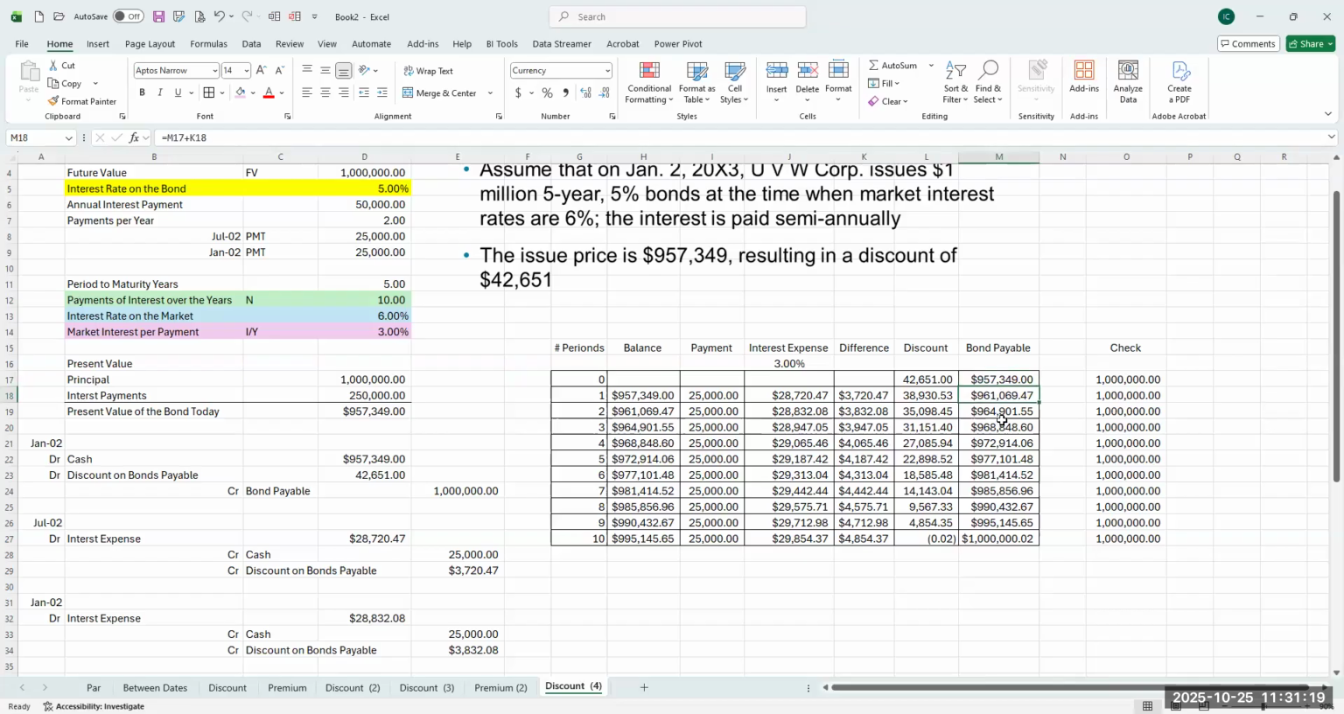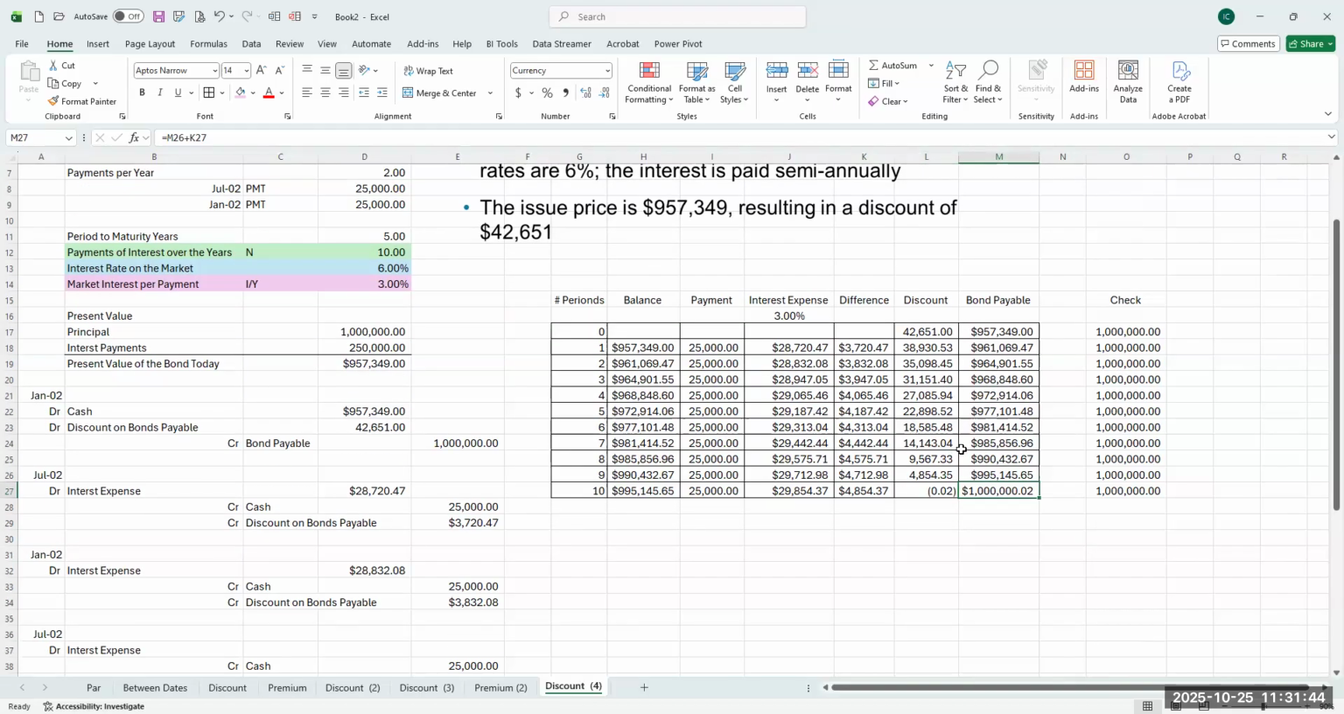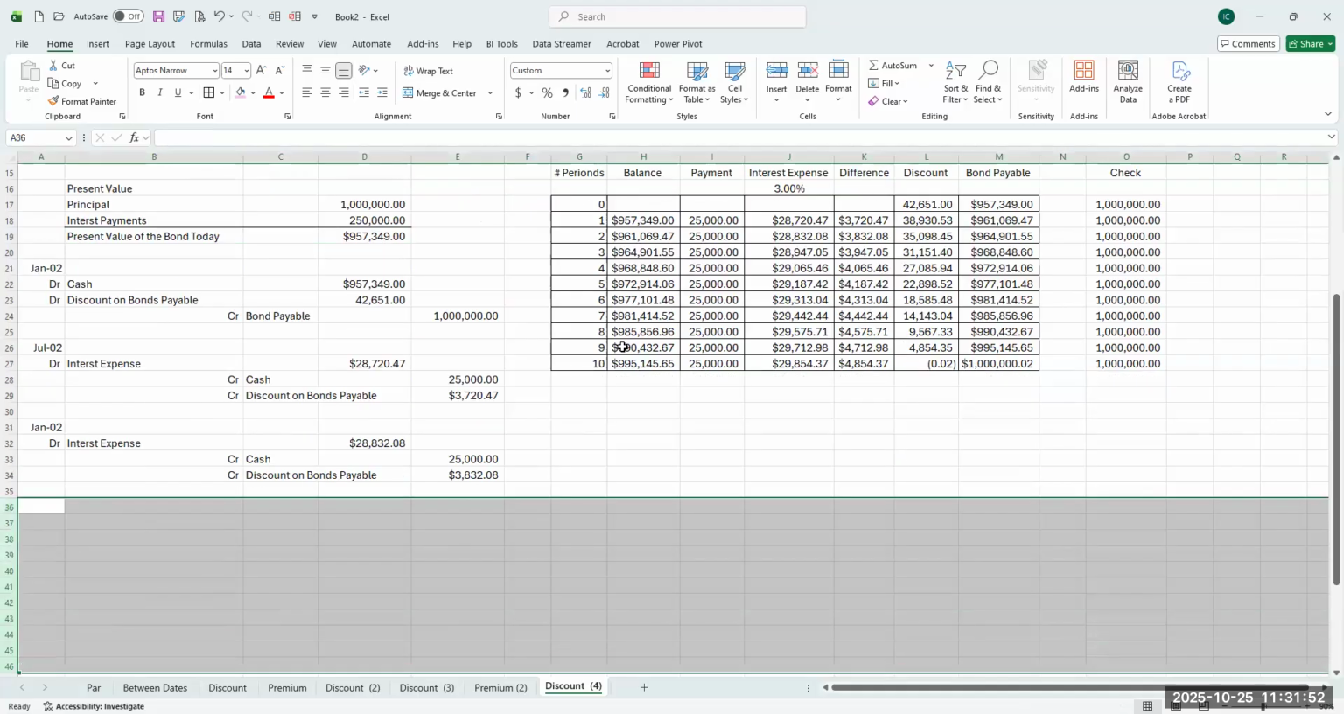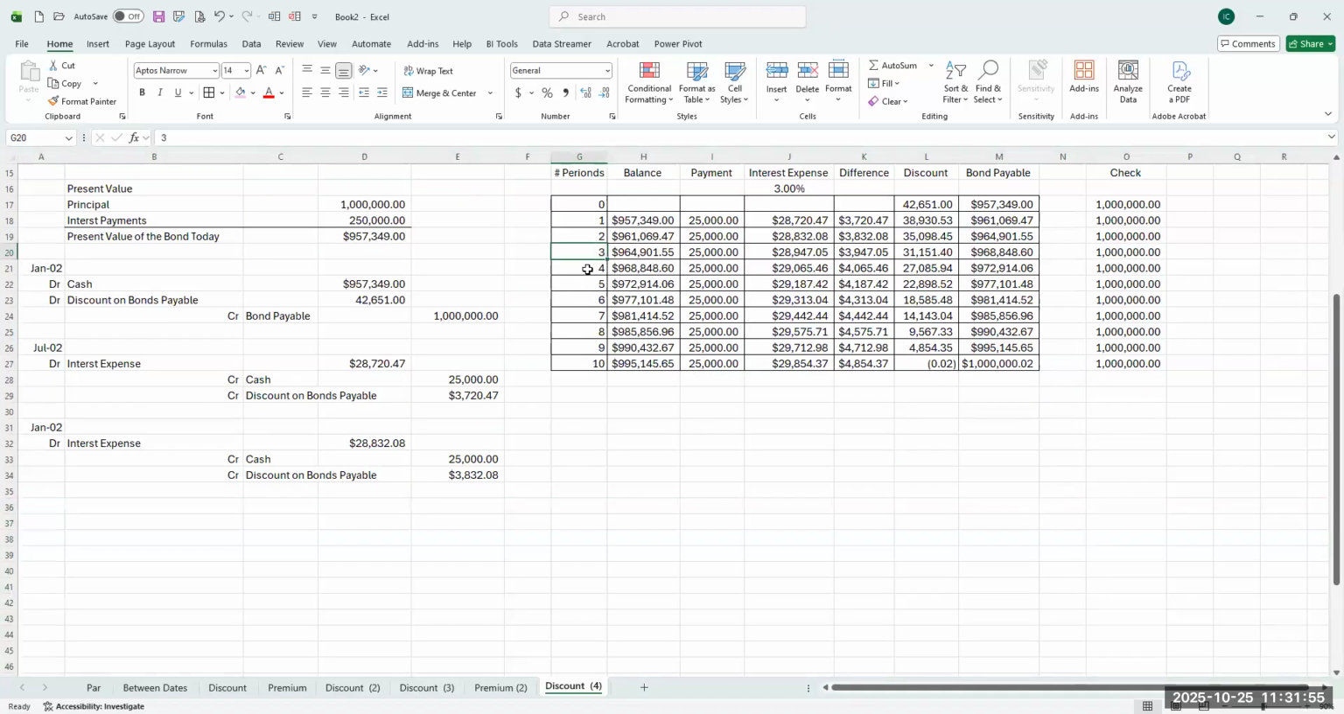the interest expense starts increasing. Means the difference starts increasing, or that will be the discount that we have to amortize. And that's how we're gonna reduce the discount on the bonds payable down to zero until we bring the balance on the bonds payable, because at the end of the period, remember, we have to pay $1 million. This will be for the discount. And from here, we can get the general entry for the third payment, for the fourth payment, and all the way to the end.